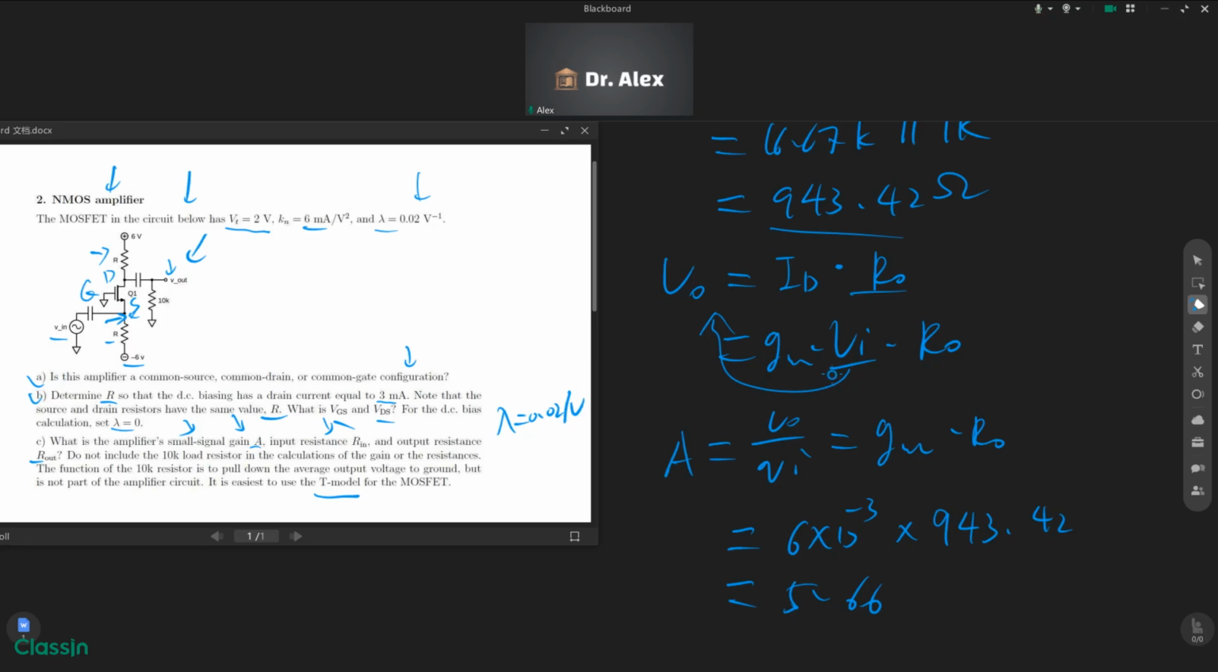I think we just solved the whole problem for this question. Hopefully, we can get a better or deeper understanding of how to analyze the NMOS amplifier and the T model equivalent circuit.